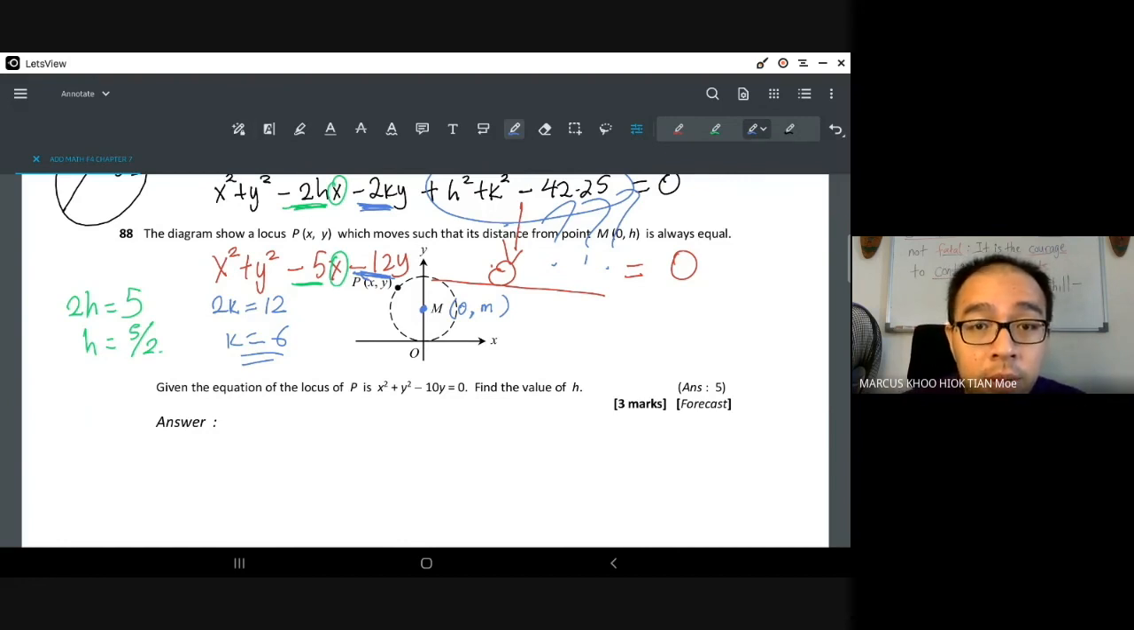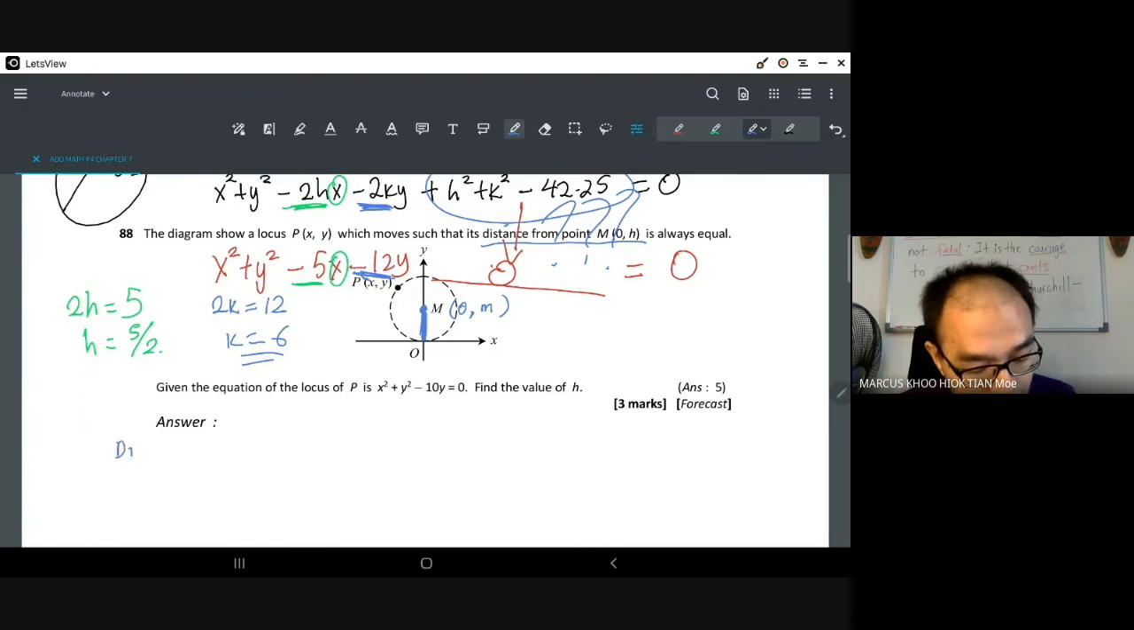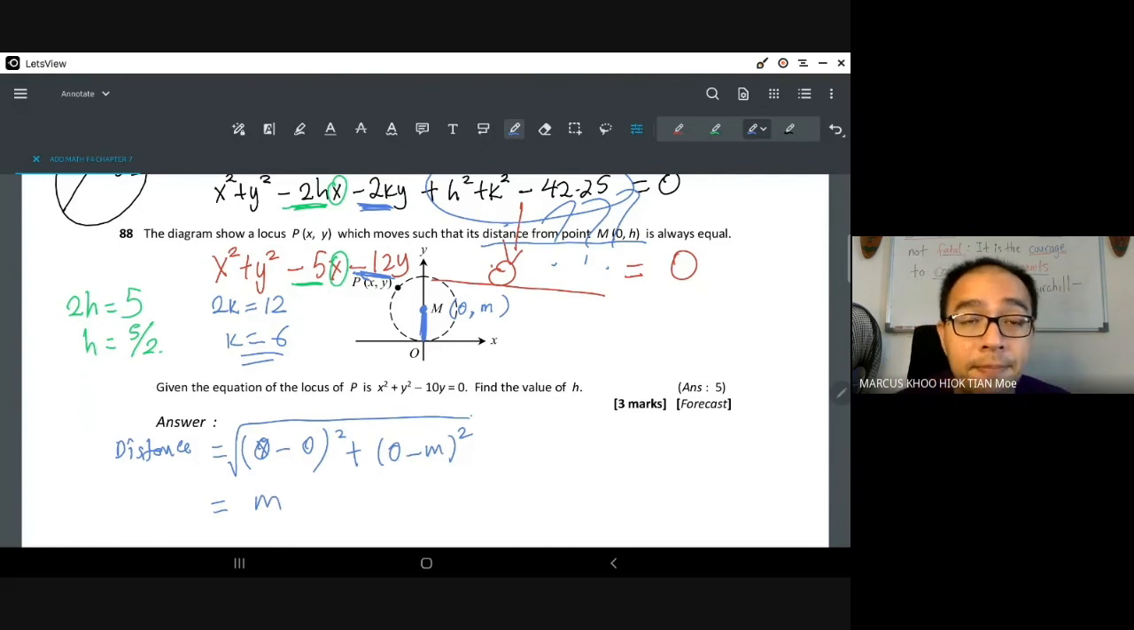Now we find that they say that such that the distance from point M0H is always equal. Now we know the distance over here. Can we find the distance? This is 0 and 0. So the distance is the square root of 0 minus 0 squared plus 0 minus M squared. After you calculate everything, you will get the distance equals M.